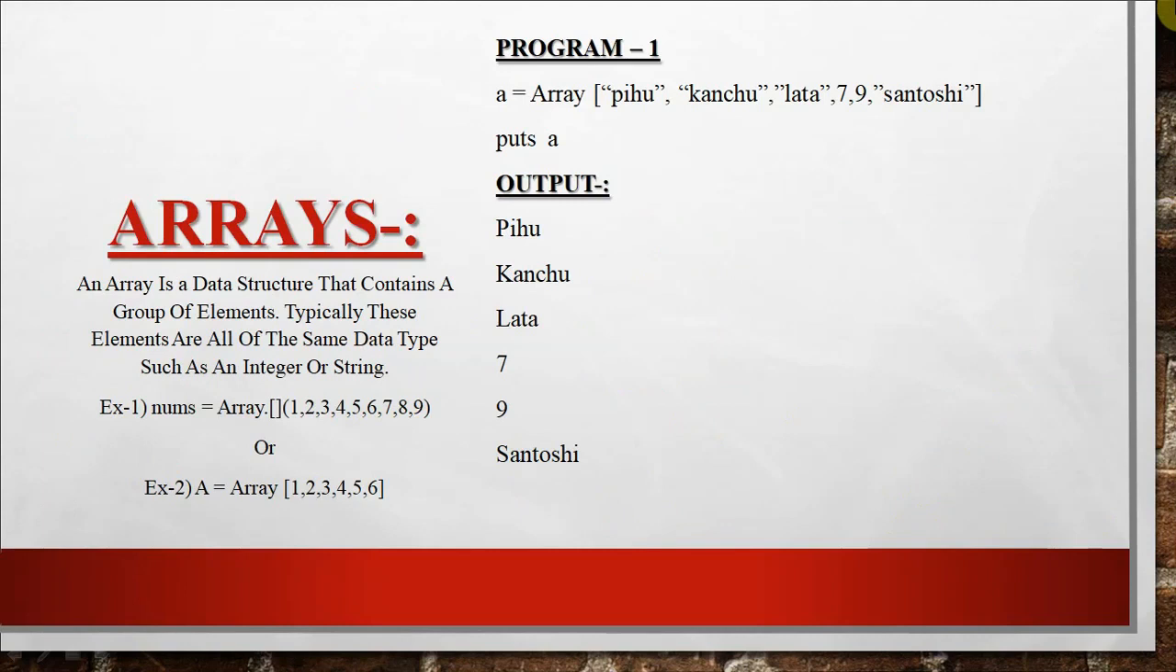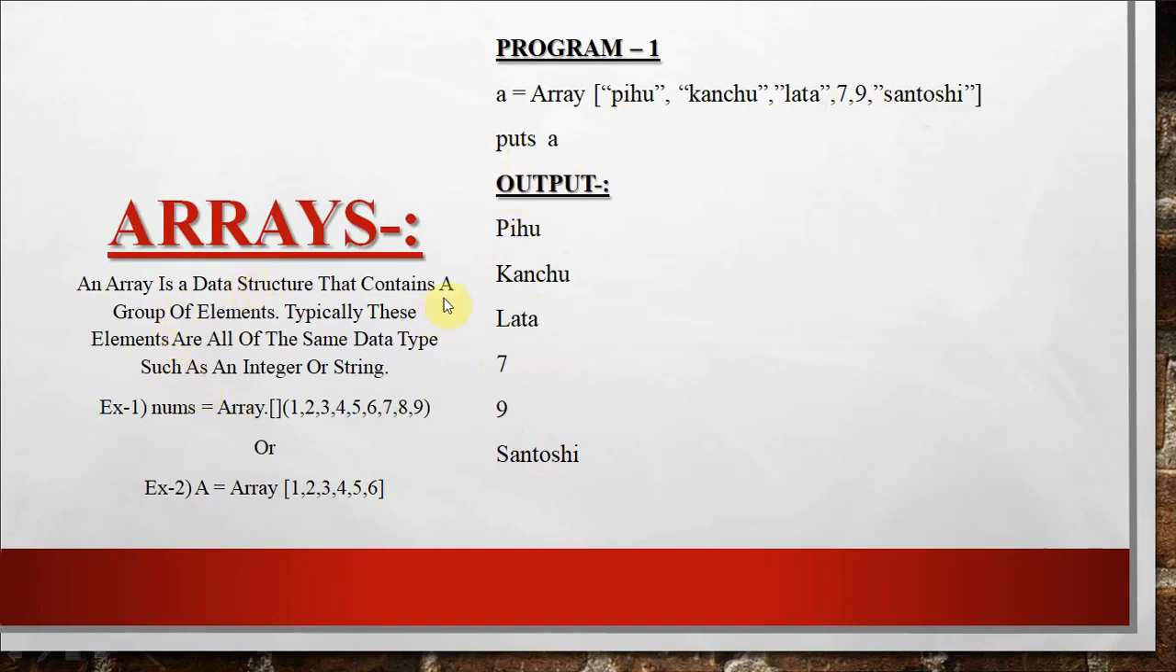the program of array, where we have this array. We can define array in Ruby on Rails by this statement. You can see here a equals to array and we have given the values 1 2 3 4 5 6, and we can write here a string as well as number. So when we print this array, we will write here put a, then it will print all the values, 1, 2, 3, 4, 5, 6, all 6 values.